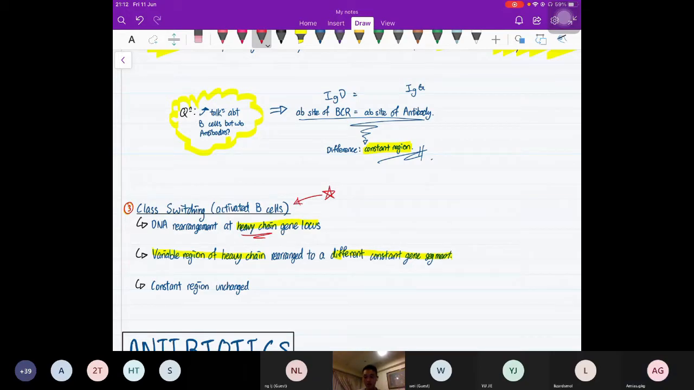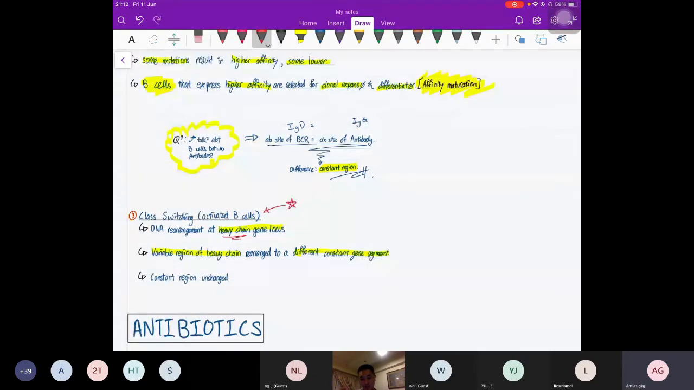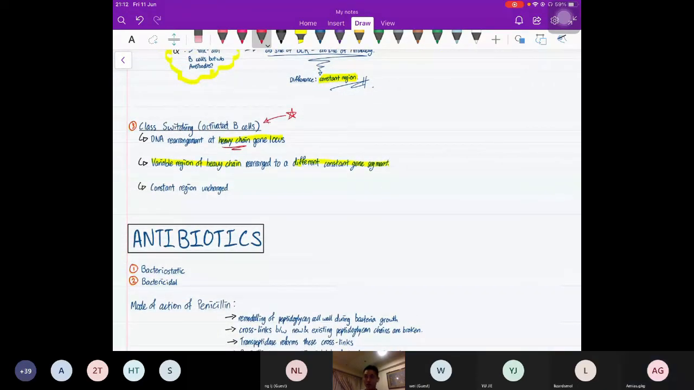Okay, so that is a lot. Just remember that class switching is the easiest, and somatic hypermutation is just a little complicated. It's not too complicated. It's a little complicated, and you're done. Okay, that is diversity of antibodies down. That's the hardest part of the entire chapter.